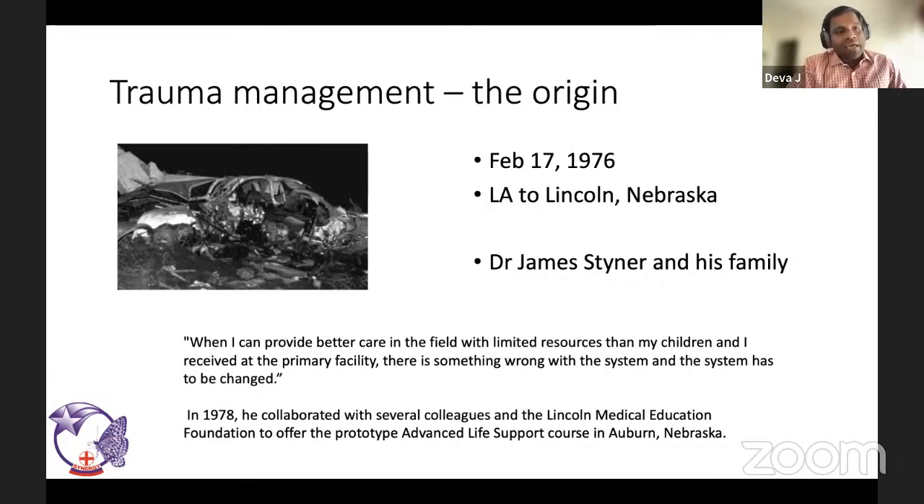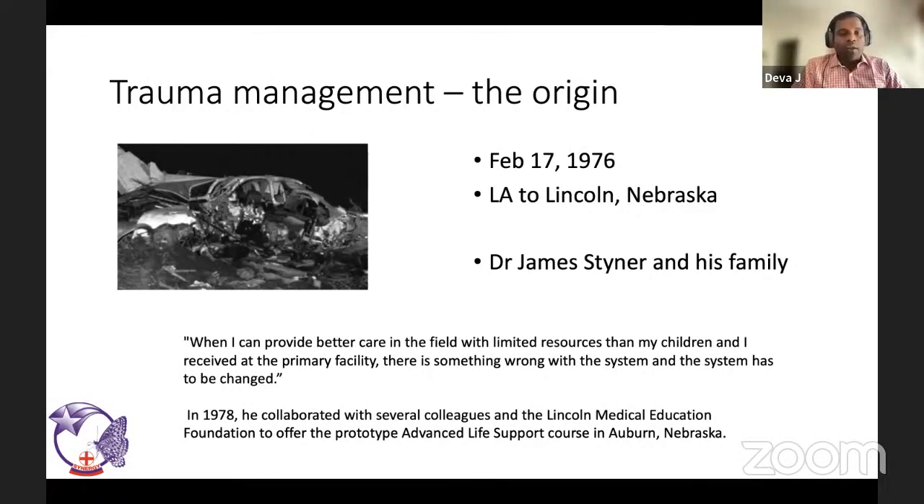So basically, he was able to triage his own family in a better way at the scene, and he was able to offer decent support at the scene than what the hospital had to offer. And that's when he thought, well, there's something not right here, and we need to change the system. And that's how trauma management was born. It was in 1978, the first prototype of ATLS came about. The Advanced Trauma Life Support came about in Auburn, Nebraska. So this is the history of trauma management.